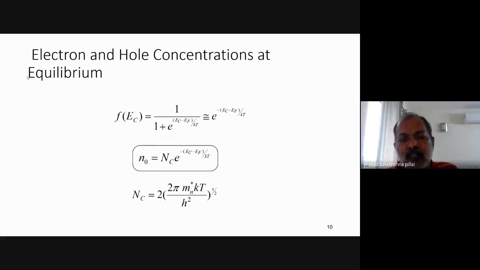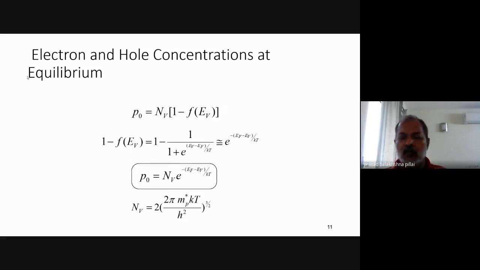NC can be expressed in terms of the effective mass. You see, effective mass is coming into the picture here. So NC, the density of states, is decided by the effective mass and the temperature, of course. The other things are constant. So this density of states of electrons in the conduction band multiplied by the Fermi function will give me the electron concentration. A similar argument can be used for holes.